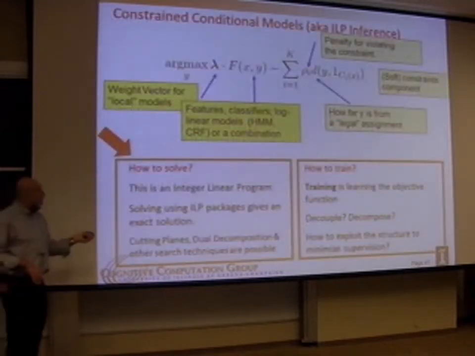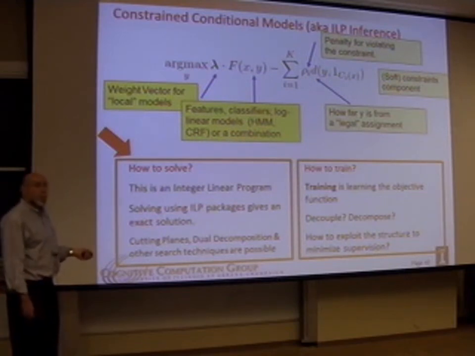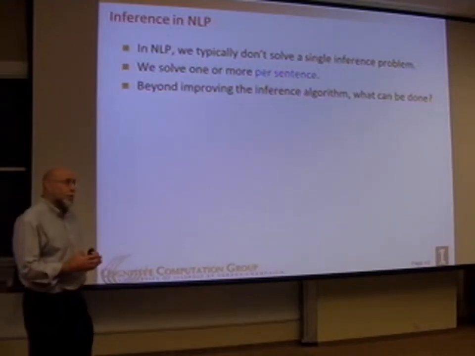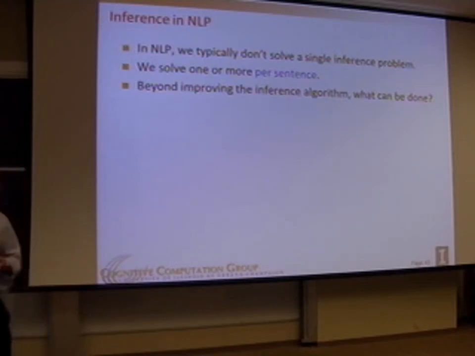So again, I'm talking now about this box. And as I said, rather than thinking about how to solve it, I'm going to present the following questions. I want to think about inference from an amortized perspective. So the interesting thing about the way we use ILP solvers in NLP, or in general do inference, is that we don't do it once a week for a big problem and then forget about it. We actually solve it many, many times, once per sentence or multiple times per sentence. So beyond improving the inference algorithm, which is, of course, an orthogonal important goal, what else can we do?